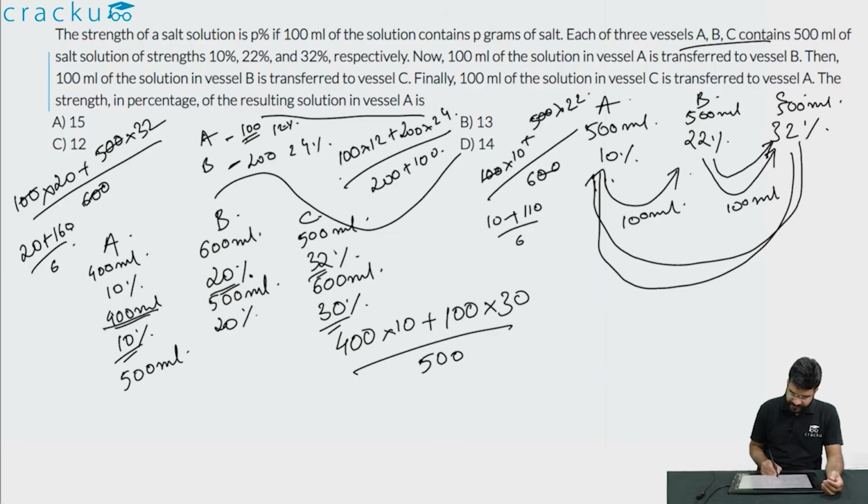ml. We will again cancel off 100, so it will be 4 into 10 is 40 plus 1 into 30 is 30, by 5. This is equal to 70 by 5. 70 by 5 is 14%. So the answer in this case is 14%.